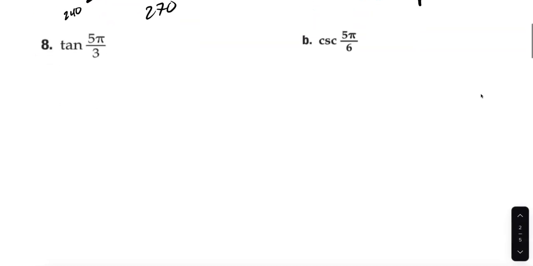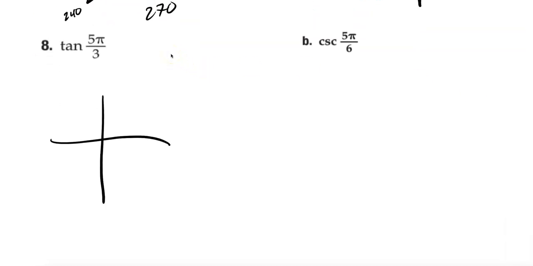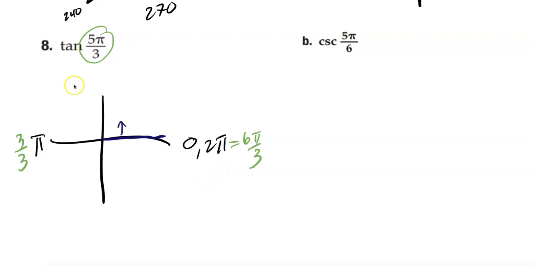Okay, let's do a few more. Tan of 5 pi over 3. Another radian one. So we're going to go 0, we're going to go pi, 2 pi. Right? So keep the common denominator, 3 over 3. This equals 6 pi over 3. Right? Because you go 3 this way and you go 3 back this way. It is a positive 5 pi, so we're going up. So we're going 3 over 3.